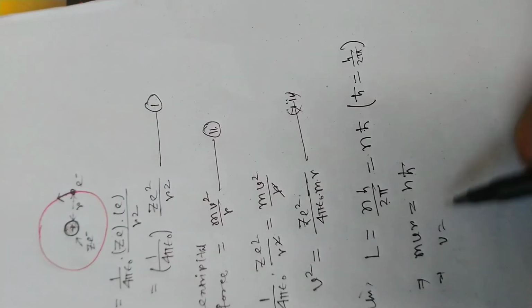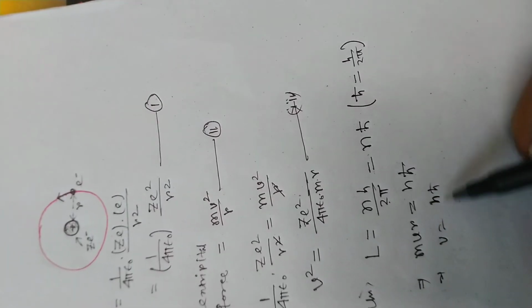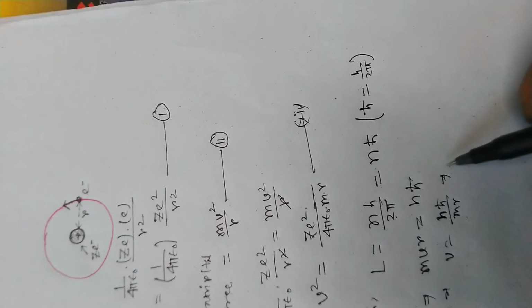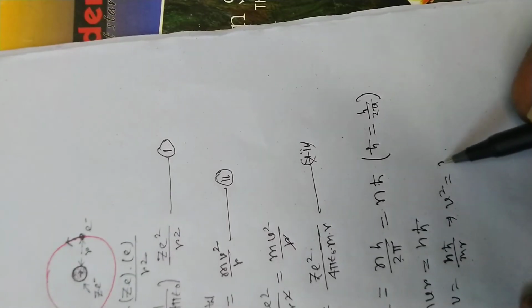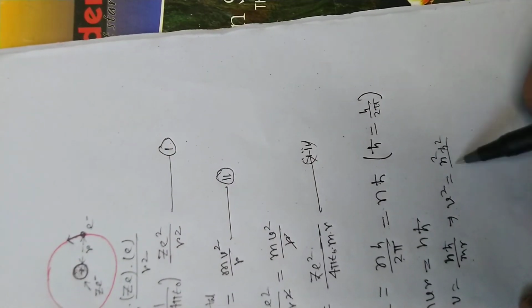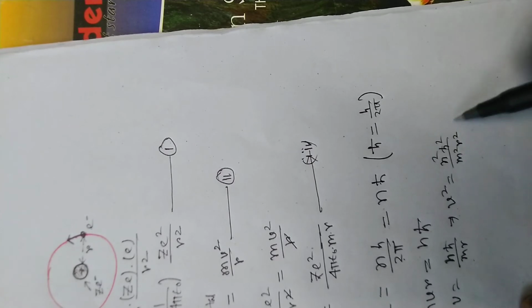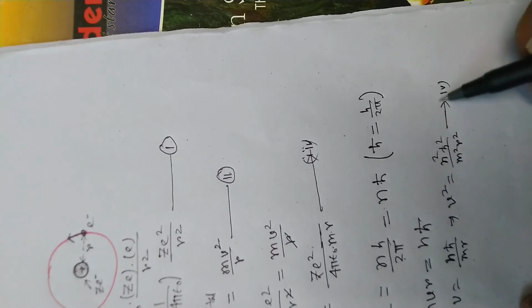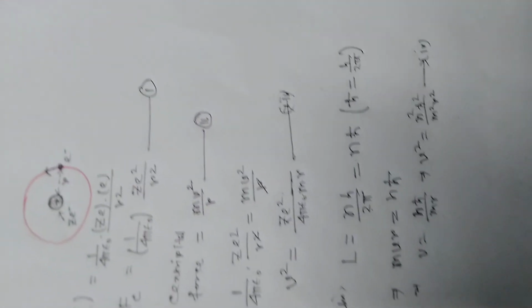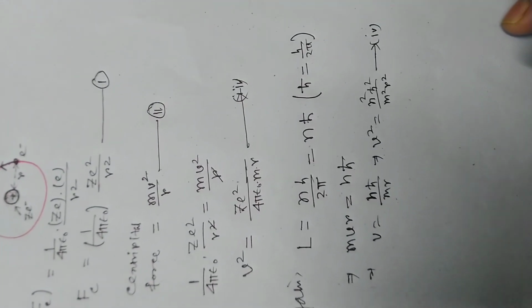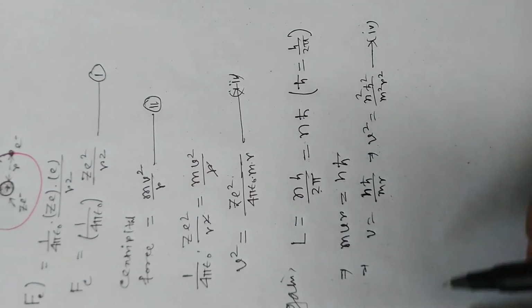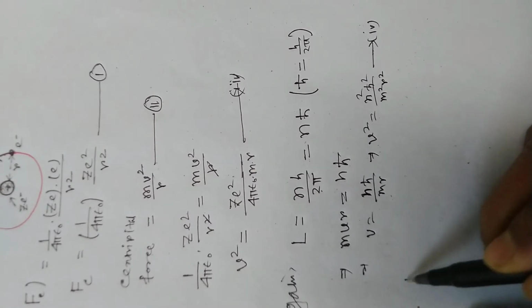So v is equal to nh cut divided by mr, so v square should be n square h cut square by m square into r square. Suppose this is our equation number 4. Now just combine these two equations, equate equation number 3 and equation number 4.